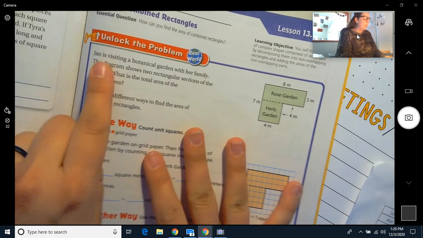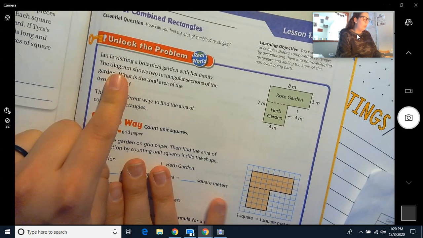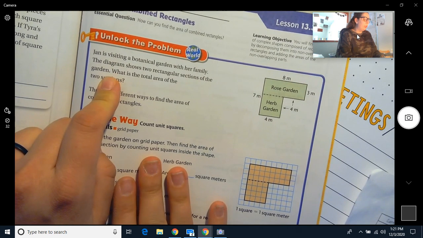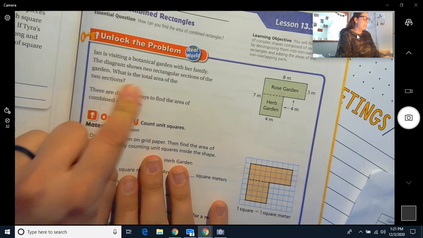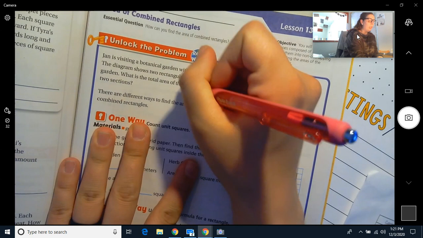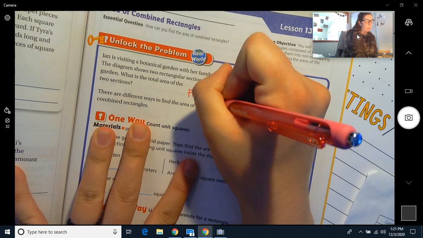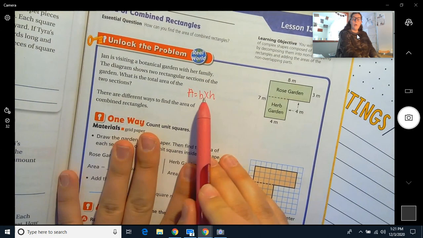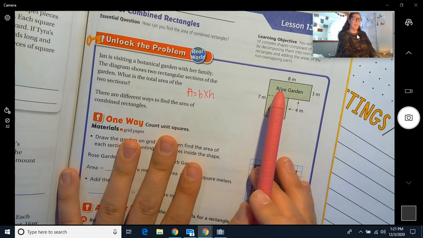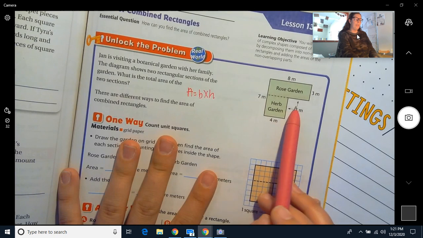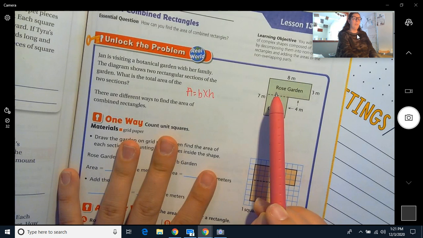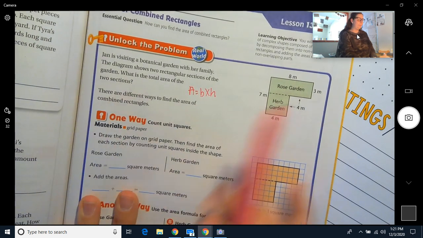Unlock the problem. Jan is visiting a botanical garden with her family. The diagram right here shows two rectangle sections of the garden. What is the total area of the two sections? Well, if we remember, when we're looking for area, that equals base times height. And that normally works for a rectangle, but this is not a rectangle shape. This is very much an L shape. And I have a bunch of different numbers, so I can't necessarily do base times height on this shape. I'm going to have to break up the shape.